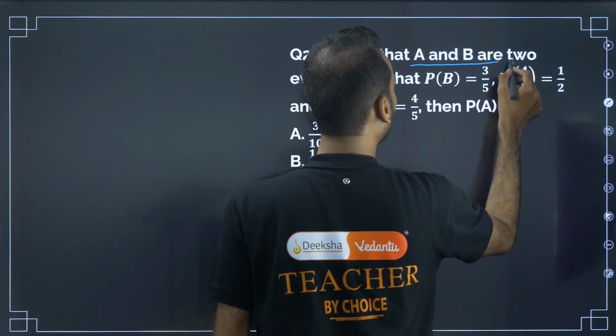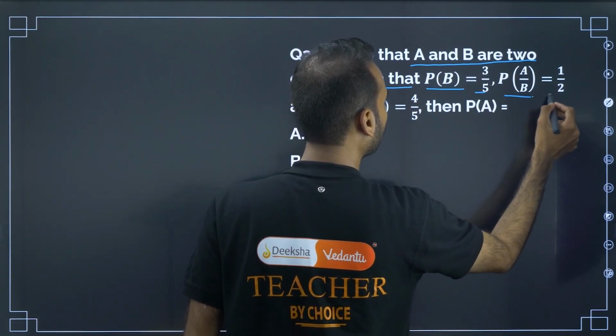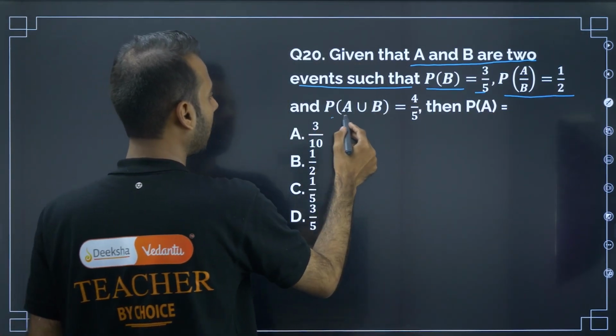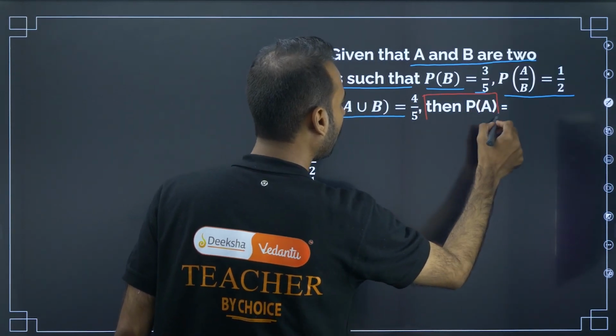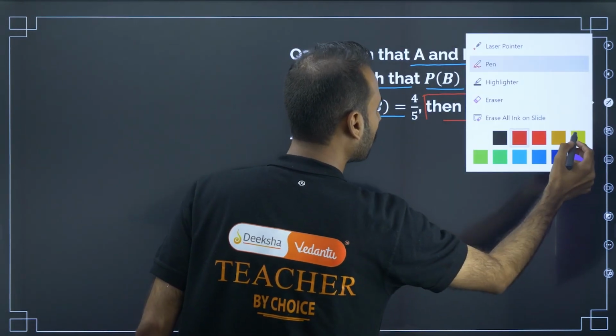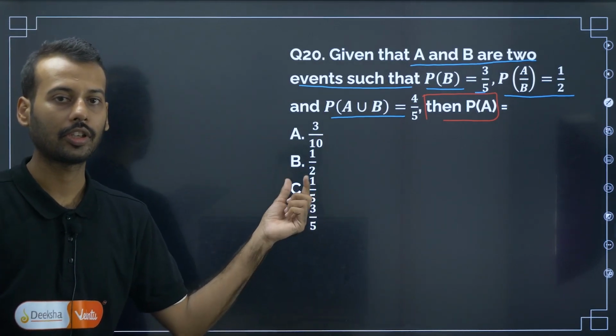A and B are two events such that P of B is this much, P of A given B is this much, and then P of A is, what are they asking? P of A is how much? They are asking this. So how to approach this? So please be aware of the synopsis.